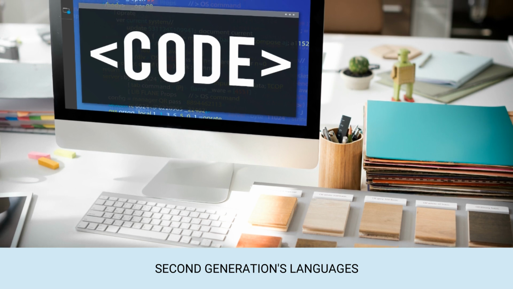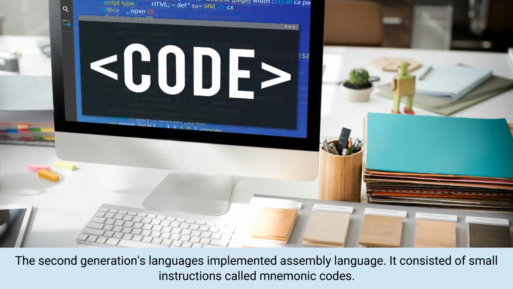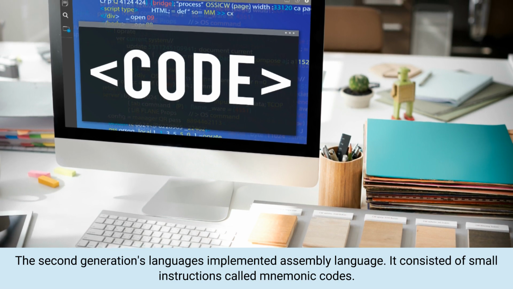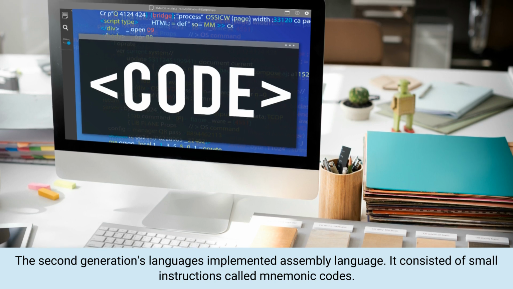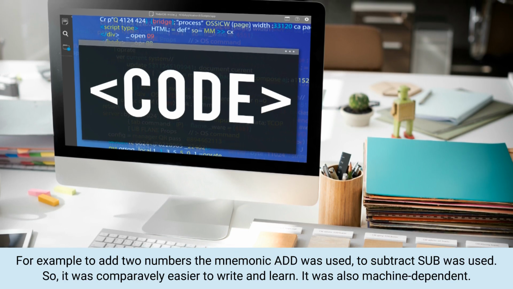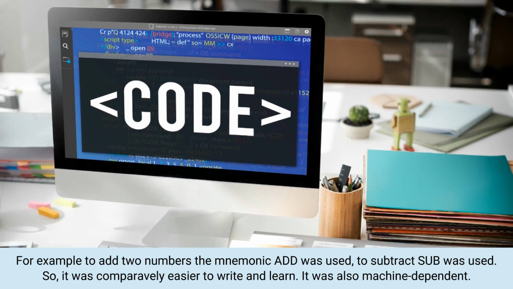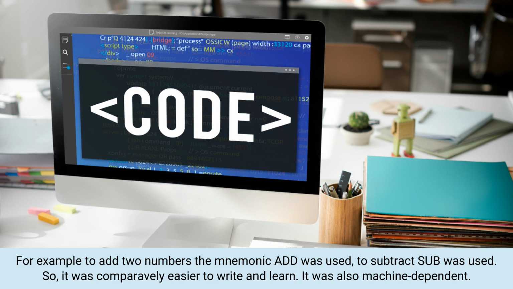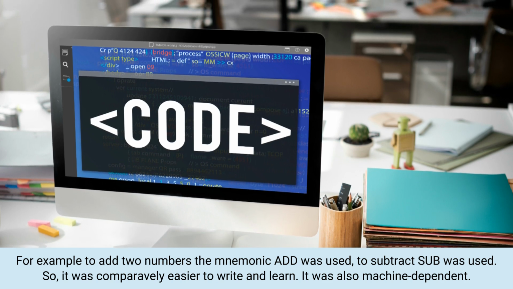Second generation languages. The second generation's languages implemented assembly language. It consisted of small instructions called mnemonic codes. For example, to add two numbers, the mnemonic ADD was used. To subtract, SUB was used, so it was comparatively easier to write and learn. It was also machine dependent.